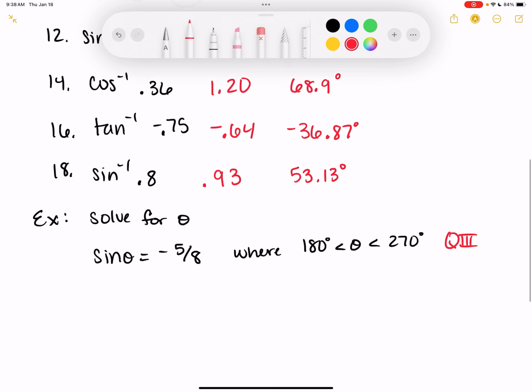To get theta by itself, I need to undo, just like if we had x and we're trying to get x by itself, we undo whatever's being done to it. We're going to do the same thing. To undo sine, we're going to take the inverse of it. So theta is equal to the inverse sine of negative 5/8. We're going to do it in degrees because it's given to us in degrees, and it's way easier to work with. If you put in your calculator the inverse sine of negative 5/8, what does it give you?